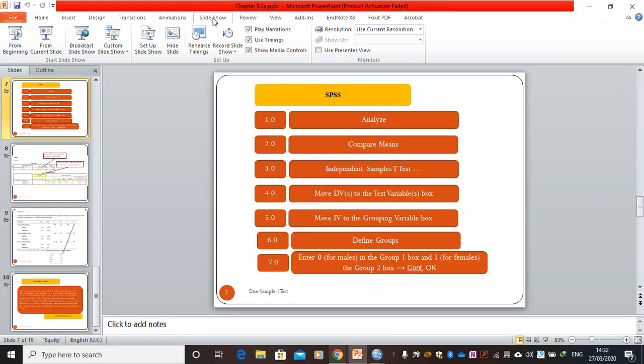Good afternoon, ladies and gentlemen. Let's continue our lesson on independent sample t-test. So this is lesson 9.2b.